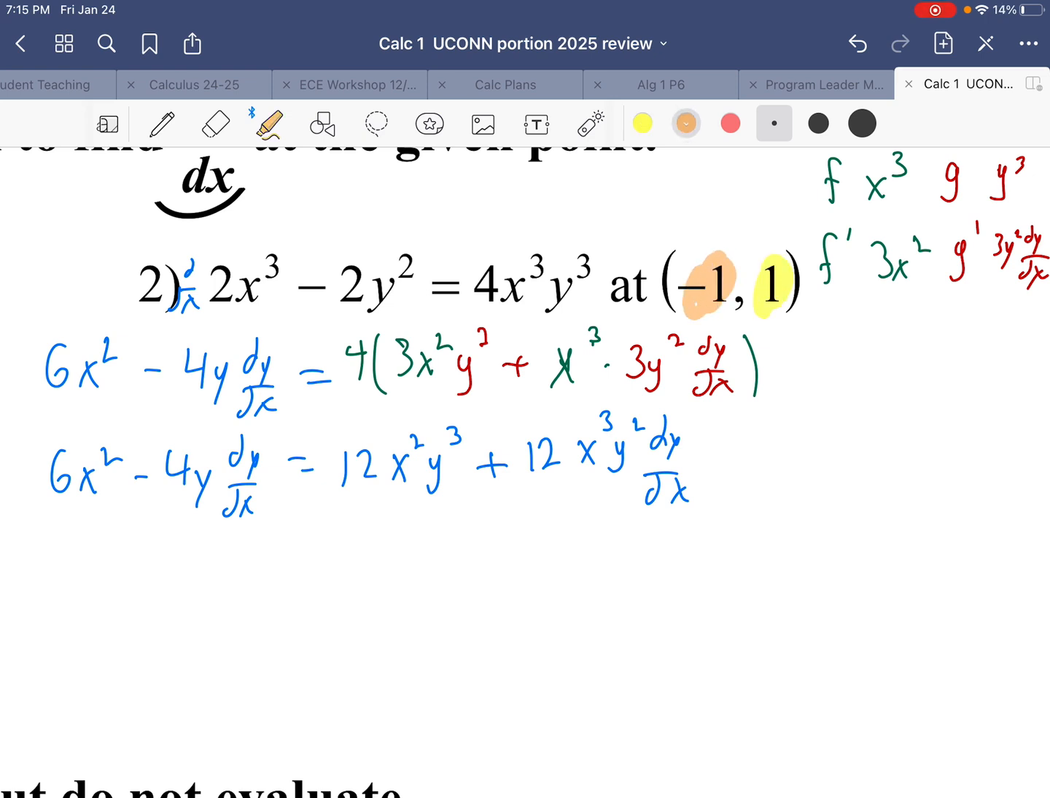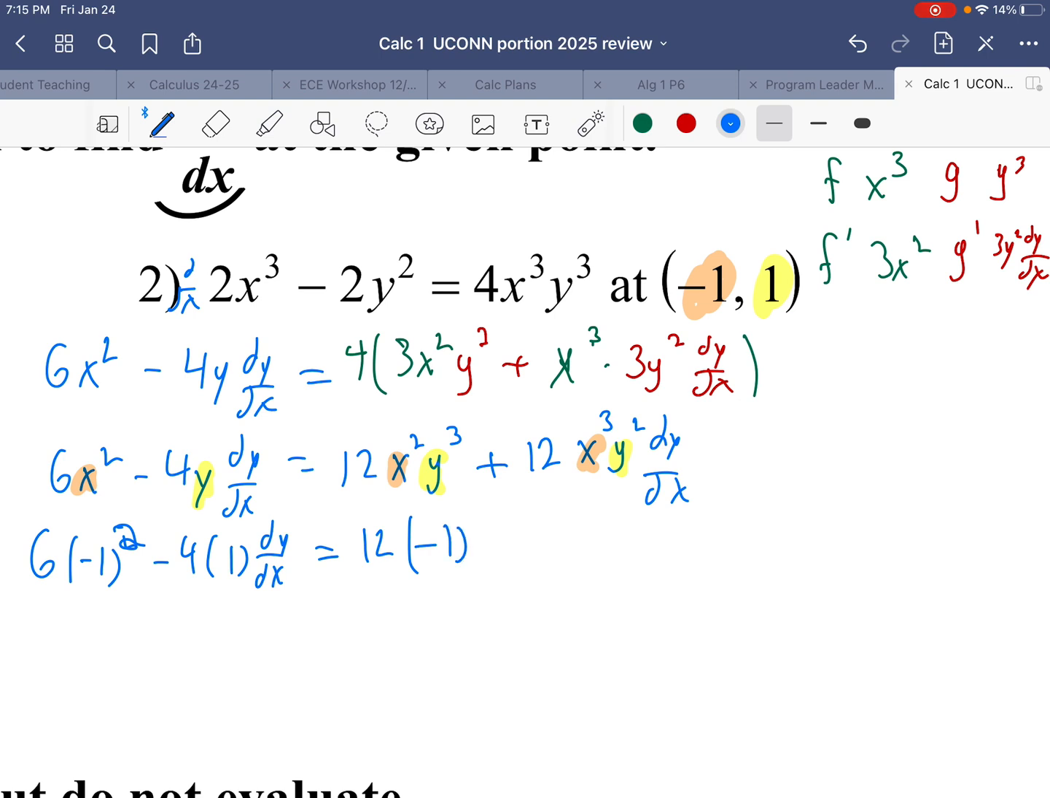Now I just need to go through, substitute in for x, and substitute for y. 6 times negative 1 squared minus 4 times 1 dy/dx equals 12 negative 1 squared times 1 cubed plus 12 times, let's try that one.